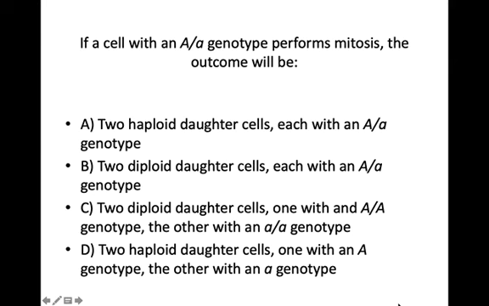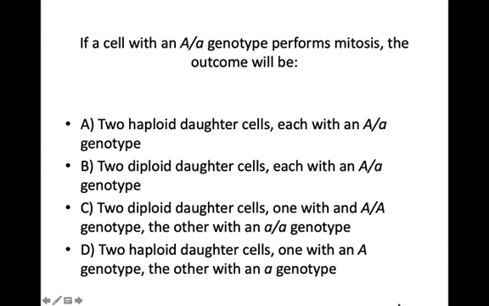If a cell with a big A, little a genotype performs mitosis, these are the options for the outcome. A: 2 haploid daughter cells, each with the big A, little a genotype. B: 2 diploid daughter cells, each with the big A, little a genotype. C: 2 diploid daughter cells, one with big A genotype and the other with little a genotype. And D: 2 haploid daughter cells, one with big A genotype and the other with little a genotype. Okay, let's talk about A.